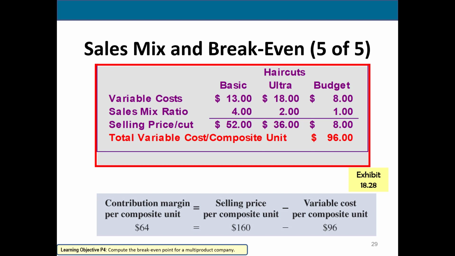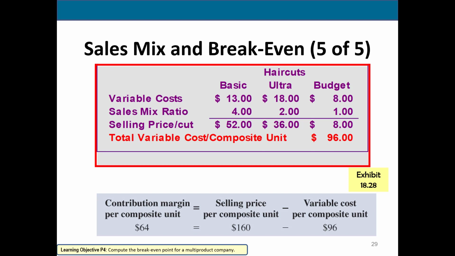Their fixed costs are $192,000. The unit variable cost of the 3 products are 13, 18, and 8. So the variable cost for a composite unit is shown here. Again, we're going to take the variable cost for each type of haircut and multiply it by the sales mix ratio. Then we're going to add those together. 52 plus 36 plus 8 equals 96.